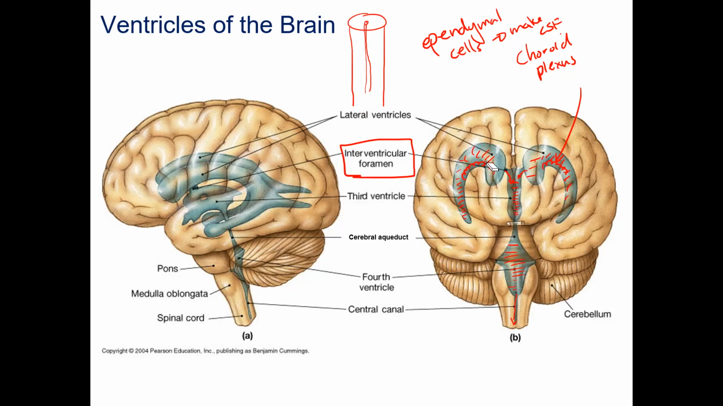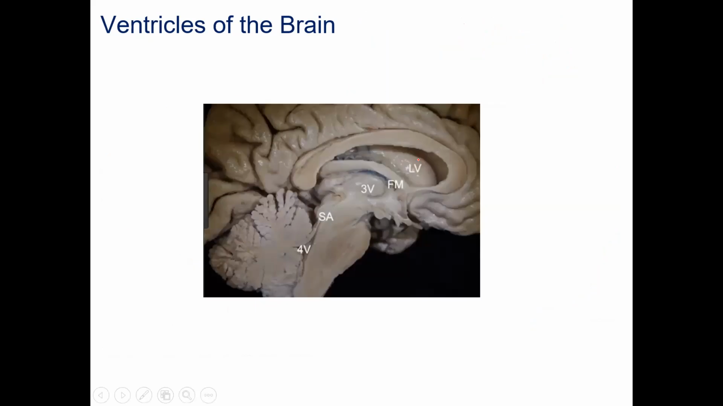Connecting the lateral ventricles to the 3rd ventricle is the interventricular foramen. A foramen is a hole in the body. It's like FO and then ramen. Foramen. It's a hole that's connecting the ventricles, in this case connecting the lateral ventricles to the 3rd ventricle. Connecting the 3rd to the 4th is the cerebral aqueduct. Okay, so that's where it is. Now here is another view, right?